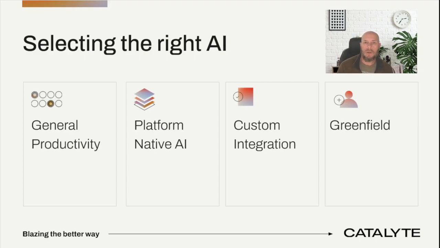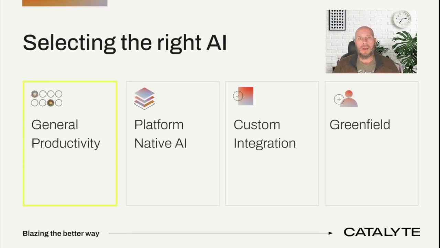Then we'll look at using AI for custom integration with your line of business systems, as well as greenfield implementations where you're going to do something totally standalone. And we'll just take a look at the pros and cons of each of them and help you to maybe make a decision that is good for your organization, your budget, and your use cases.